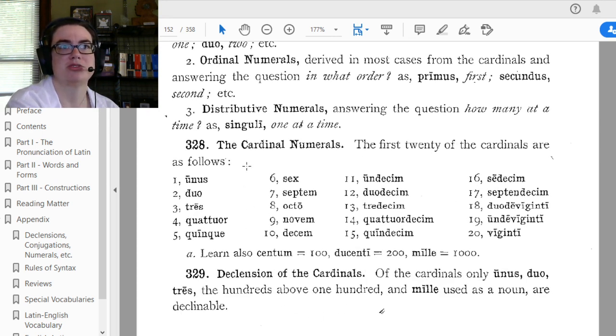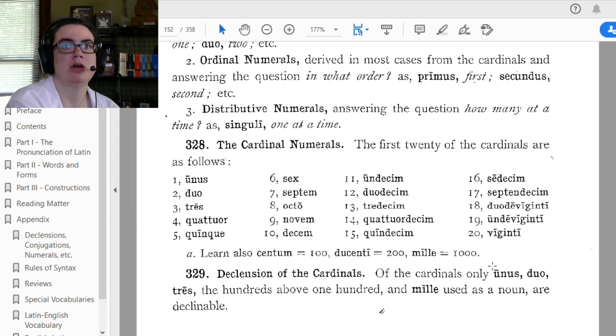So here's the first 20 cardinal numbers. Unus, duo, tres, quattuor, quinque, sex, septem, octo, novem, decem, undecim, duodecim, tredecim, quattuordecim, quindecim, sedecim, septendecim, duodeviginti, undevigenti. Centum is 100, ducenti 200, mille, 1,000. Nothing too wild and crazy. A lot of them you'll recognize from other words, especially in the 1 through 10. 11 through 17 are just the number plus 10. And then 18 and 19 are counting backwards from 20. So that's how they are.